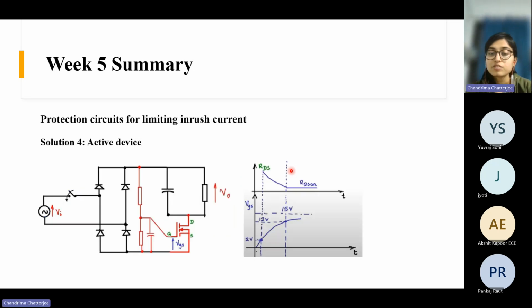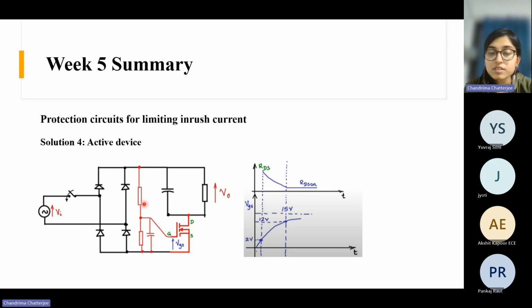Let's see the next solution. So solution number 4 is using active devices. Active devices means where we can control the turn on and turn off. So as the active device, a MOSFET has been used. How does this circuit work?